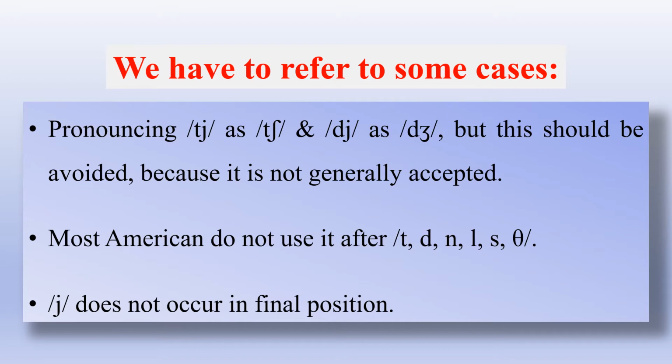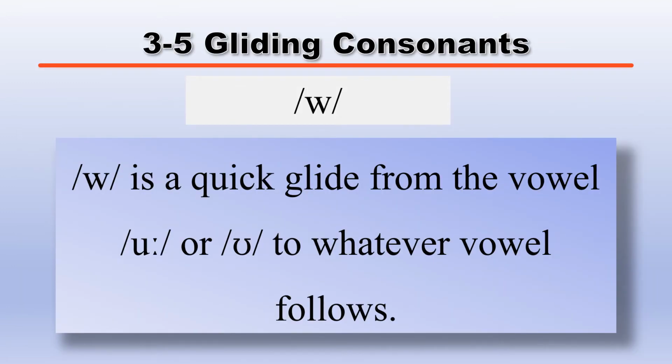But Americans, even with te, de, ne, don't say, for example, "nyoo". They say "new", "new". And here we have a phonological rule, which is ye does not occur in final position.